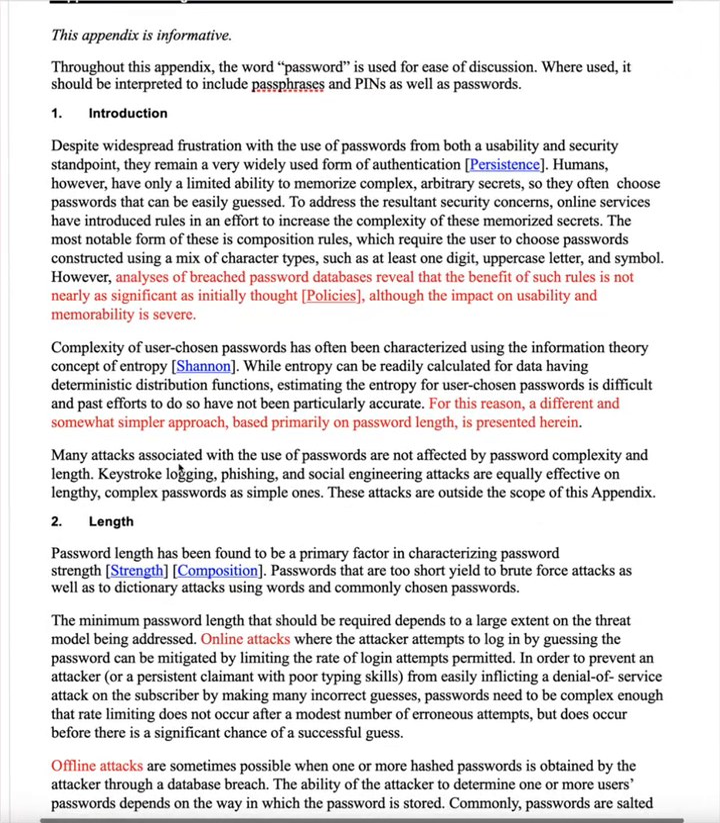There is also an important note that many attacks associated with the use of passwords are not affected by password complexity and length, because there are some types of attacks where the length and password complexity do not matter to the attackers. For example, in keystroke logging, it's just whatever you type is being logged. So they are the same, the complex and the weak passwords.